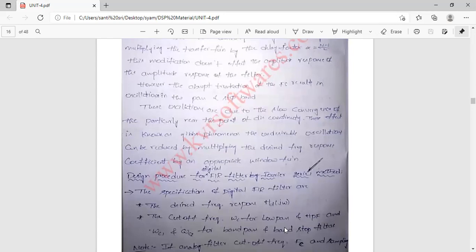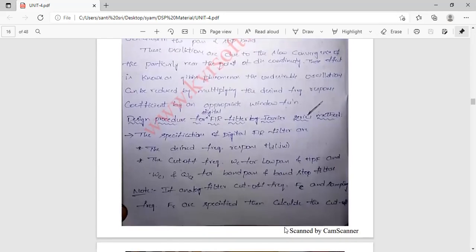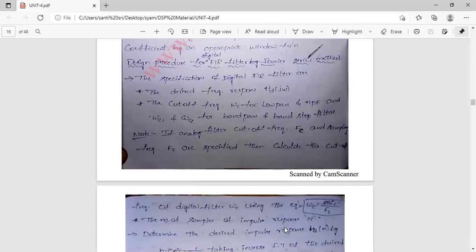Okay. So the specifications of digital filters are the desired frequency response Hd of e power j omega, and the cutoff frequency omega c for low pass and high pass filters, and those are omega c1 and omega c2 for band pass and band stop filters. Now, we have to note that if the analog filter cutoff frequency Fc and sampling frequency Fs are specified, then calculate the cutoff frequency of the digital filter omega c using the equation omega c equal to 2 pi Fc by Fs. The number of samples of impulse response N.